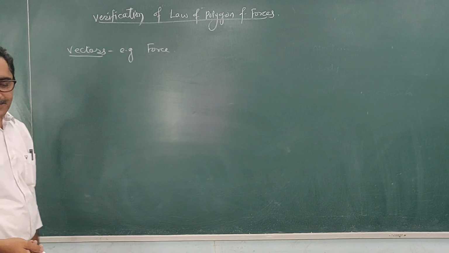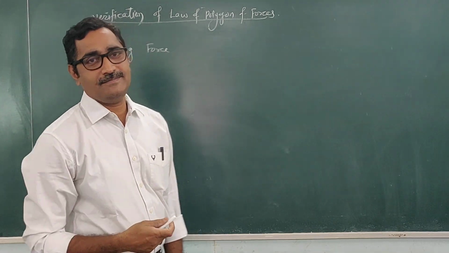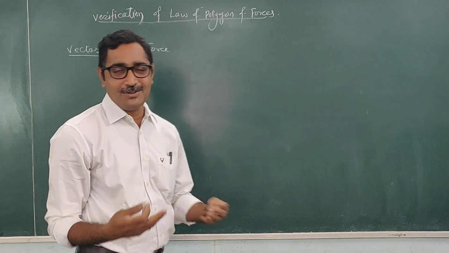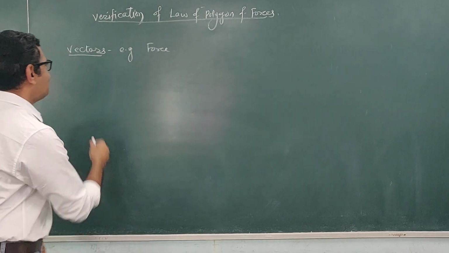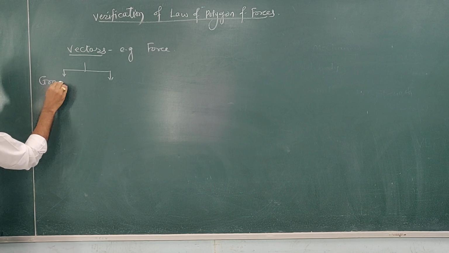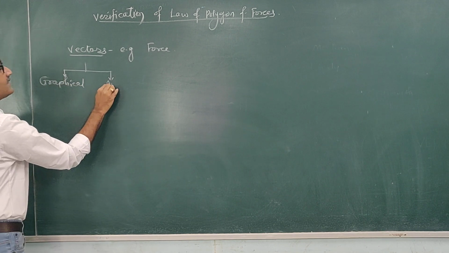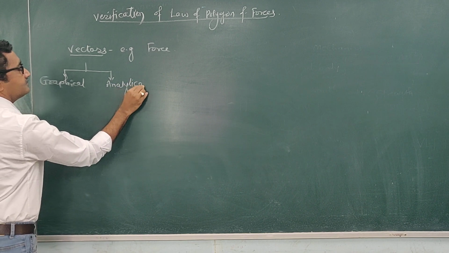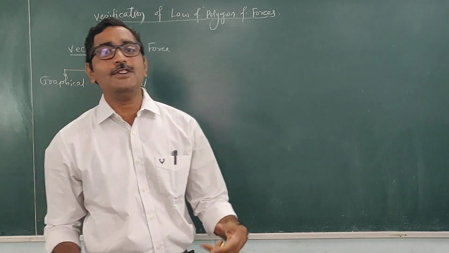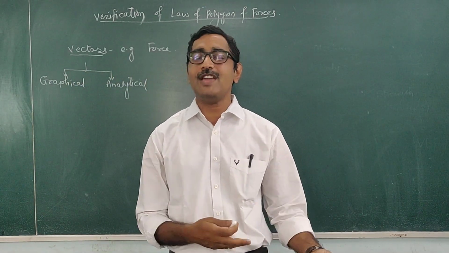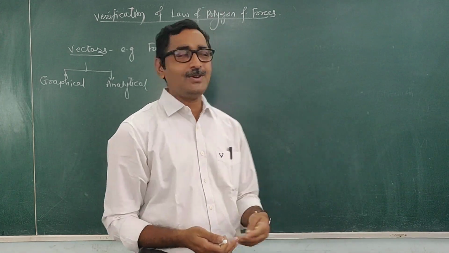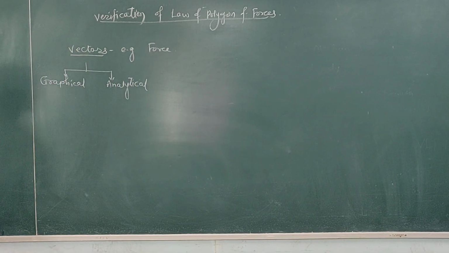The next point is how we can add the vectors. You have studied the addition and subtraction of vectors. For addition of the vectors there are 2 methods. The one is the graphical method and the other one is the analytical method. In the analytical method, we express the vector in terms of i, j, k, the unit vectors, in terms of the components along x, y and z direction, and we add those components. So that is the analytical method to add the vectors.